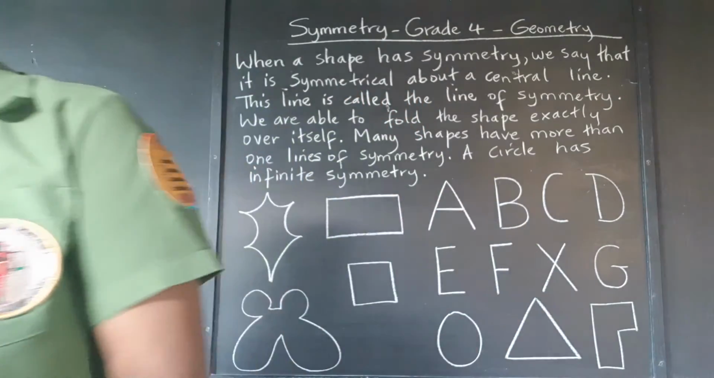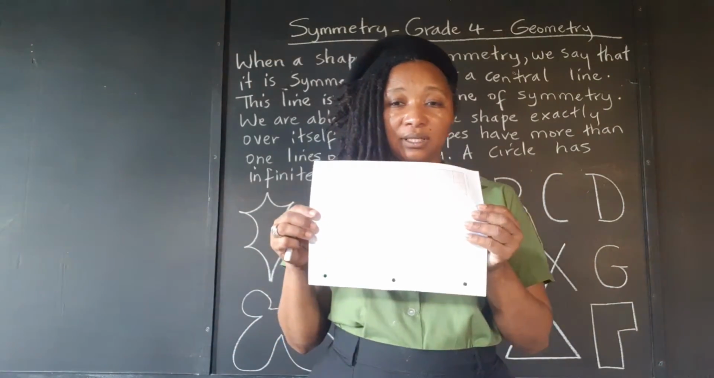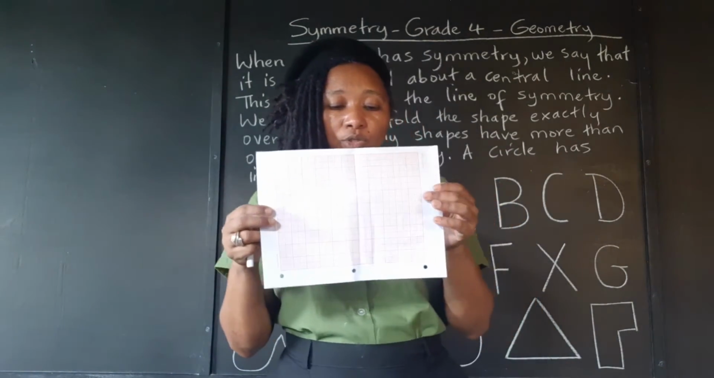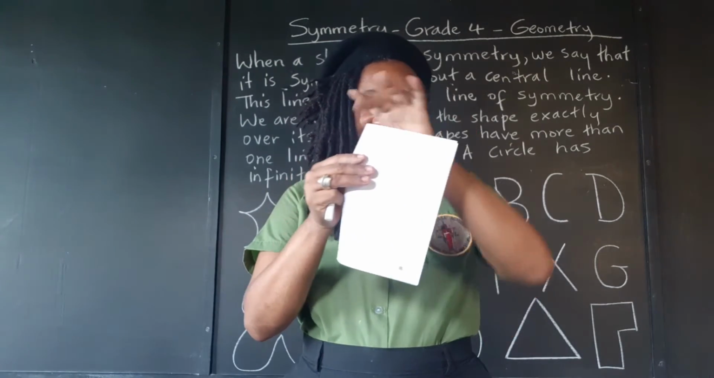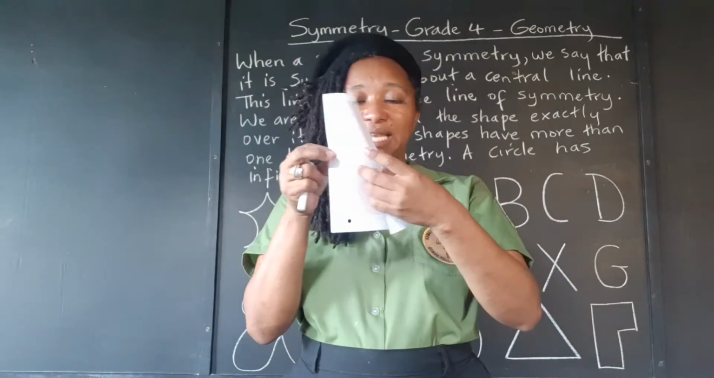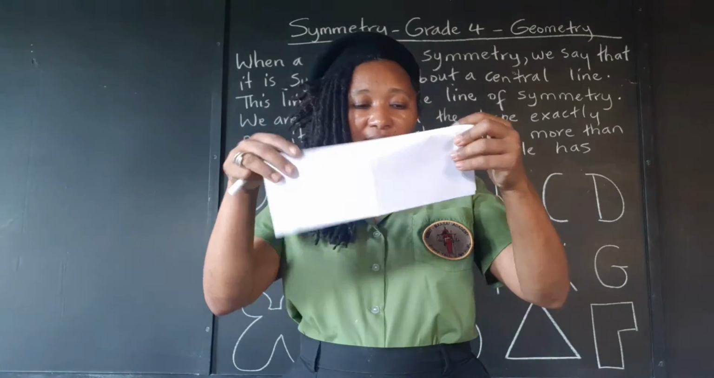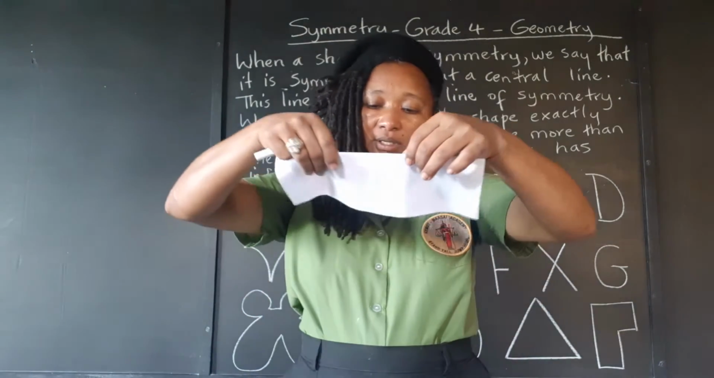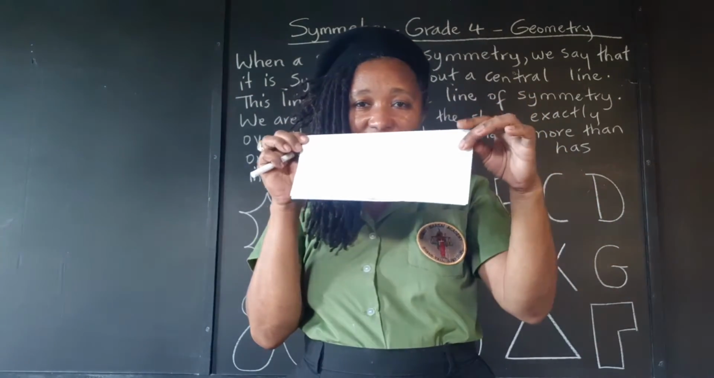How about the rectangle? So this is a rectangle. The length is different from the width. So we're able to fold it vertically over itself, so that's a line of symmetry there in the middle. We can fold it horizontally over itself. So see, it fits exactly over the 2 halves, right?